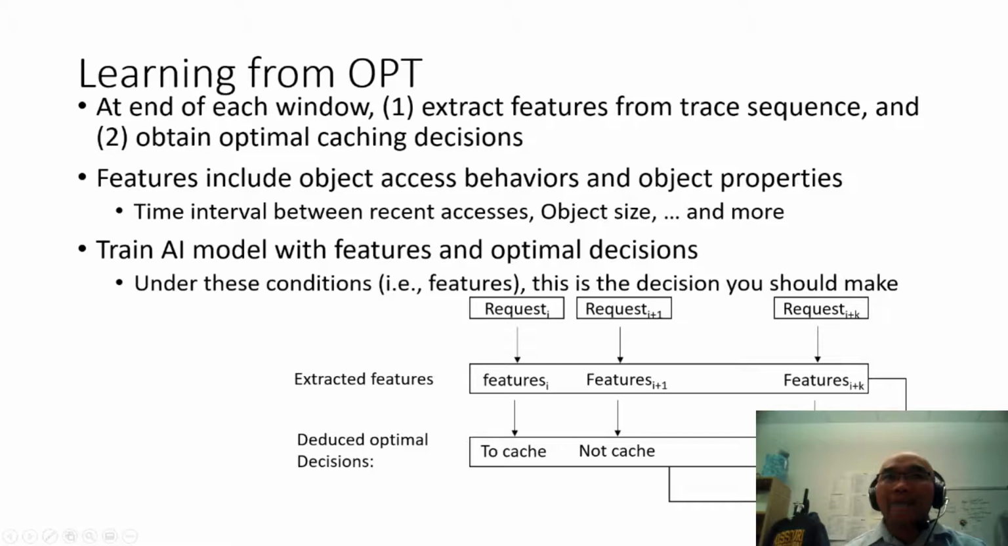And then we input the features and the decisions into the AI model. It is basically just like this. We are telling the AI model, under this feature, which means under this scenario, under these conditions, these are the caching decisions that you should make. This is how we teach the AI model, so that in the future, when the AI model encounters similar features, it knows whether it should cache the object or not.